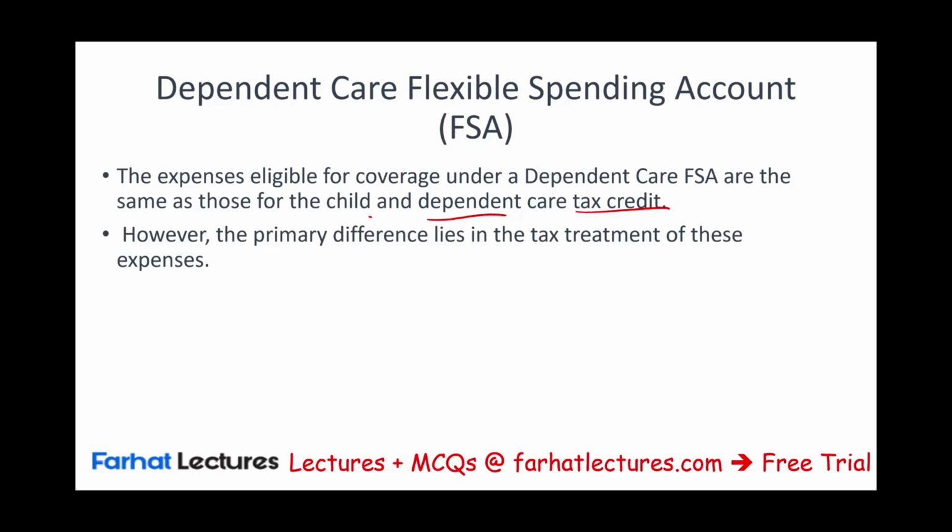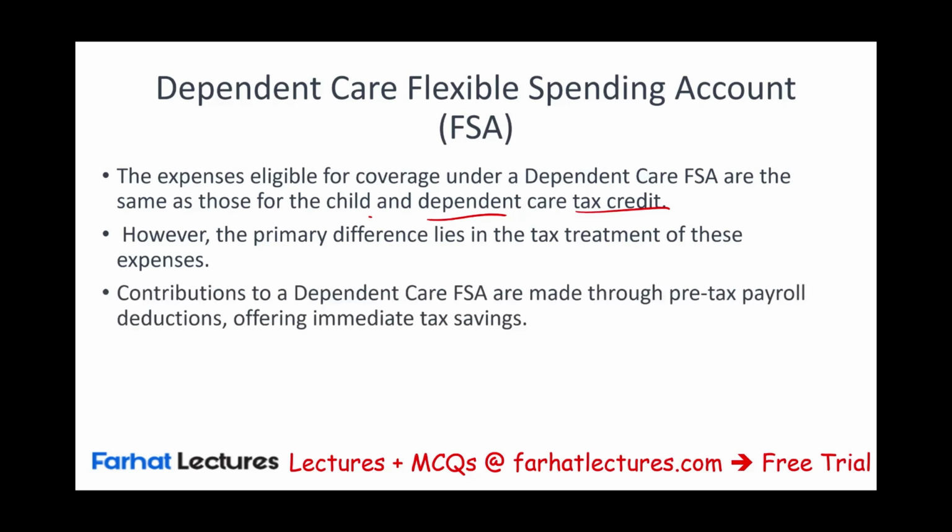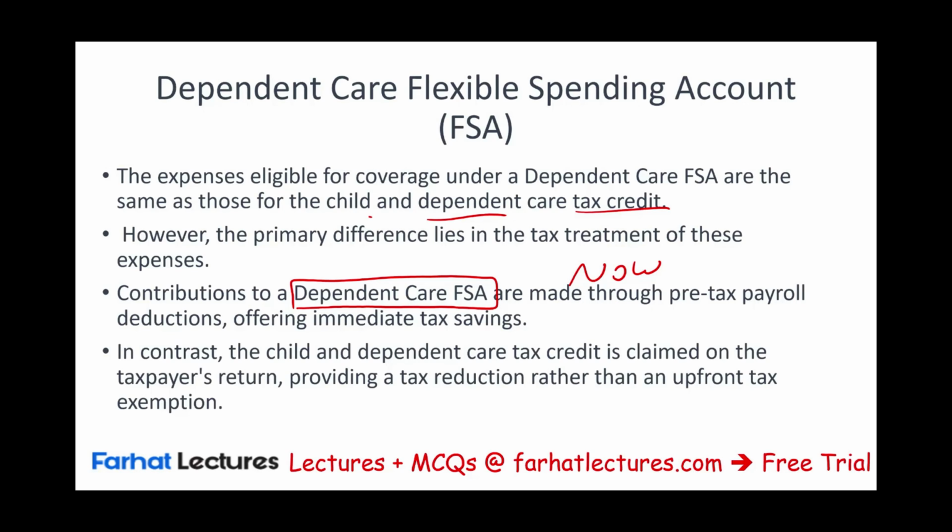So simply put, if you have an FSA, you're going to get your tax savings immediately. Contribution to a dependent care FSA, you're going to get the tax deduction now because you're taking the money away and you're reducing your taxes. The child and dependent care credit, the tax credit, you have to wait till the end of the year, file your Form 1040, then claim the credit. So simply put, the FSA, you get your money up front. The tax credit, you have to wait until you file your tax return.